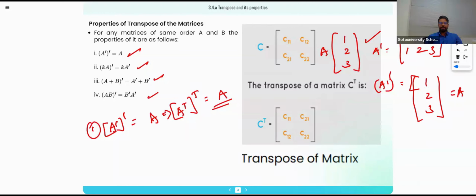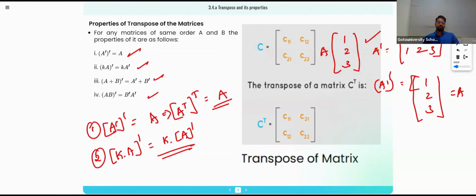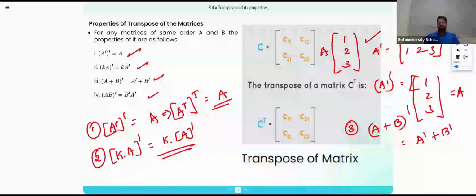Clear? Yes. What about the second one? If you have a matrix multiplied with a scalar and then you take a transpose, you can take the scalar outside and take the transpose of the matrix and multiply. It will be the same thing. That means you can take the scalar outside and multiply it with the transpose. It will give you the same answer. Okay. The third rule is very interesting. When you take the transpose of the sum of matrices, that should be equal to the individual matrices added after getting the transpose. So this is a very interesting one.